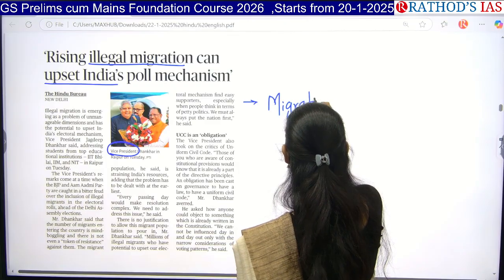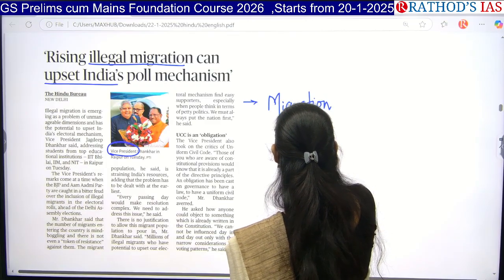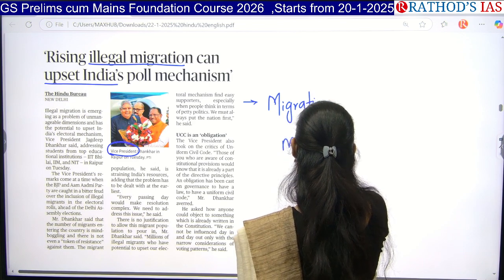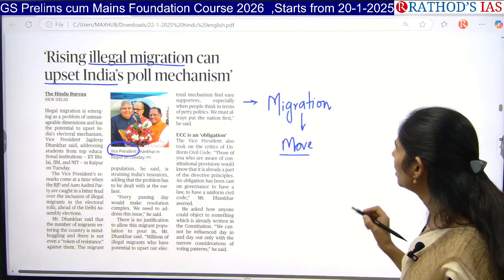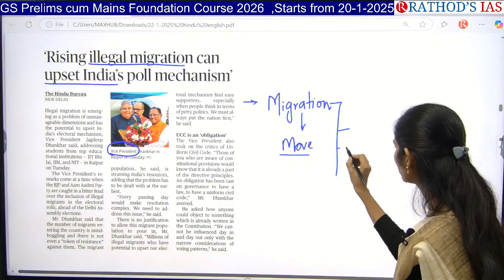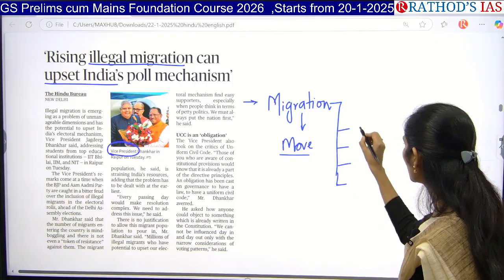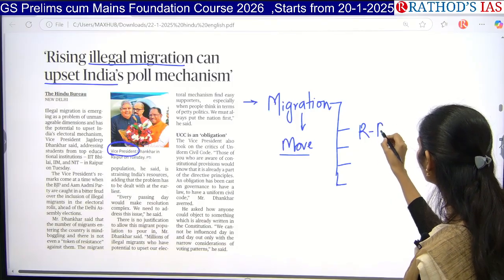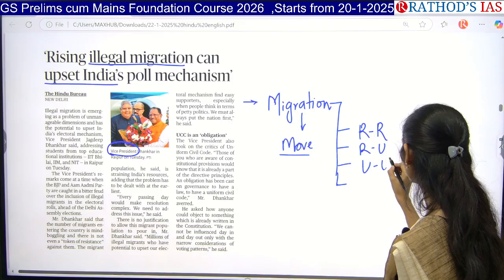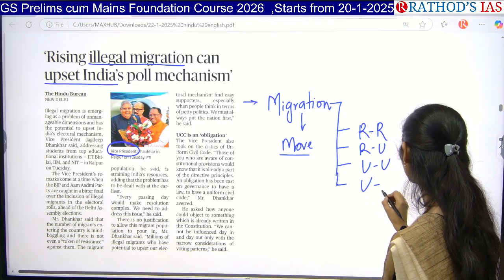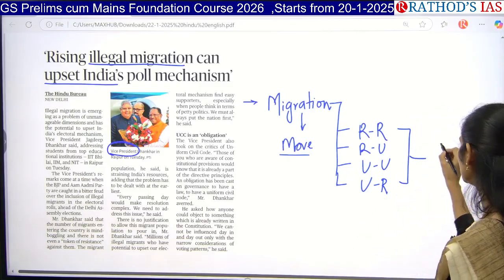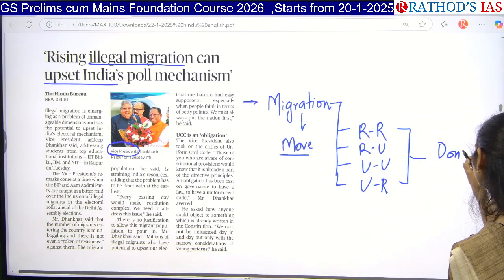Now the key word in this article is migration. So what is migration? Migration is nothing but movement. Movement of people from one area to another area is called migration. So here in India, we can see migration which happens from rural to urban areas, and urban to rural areas. It is a common type of migration in India that is called domestic migration.